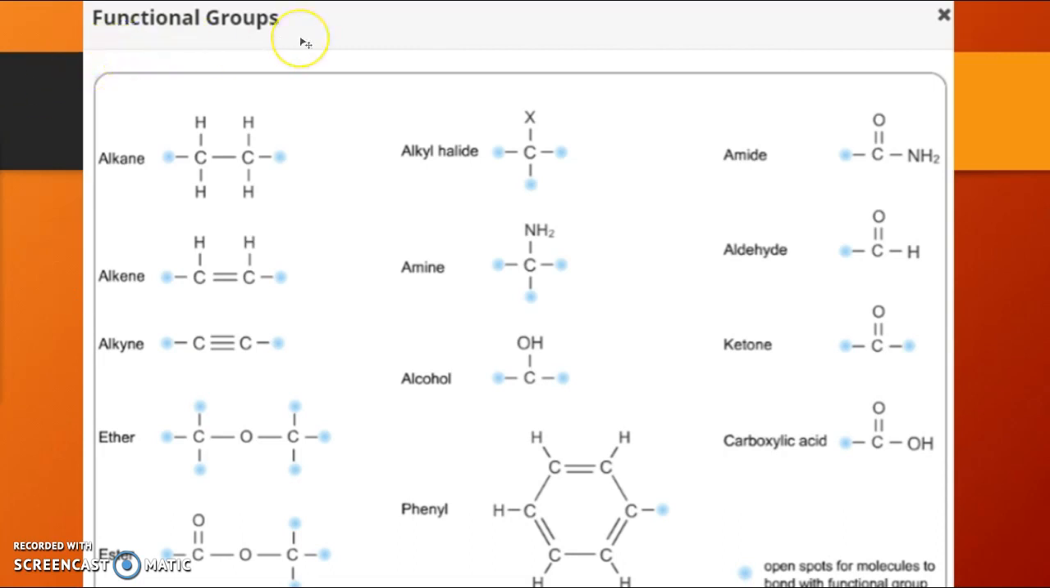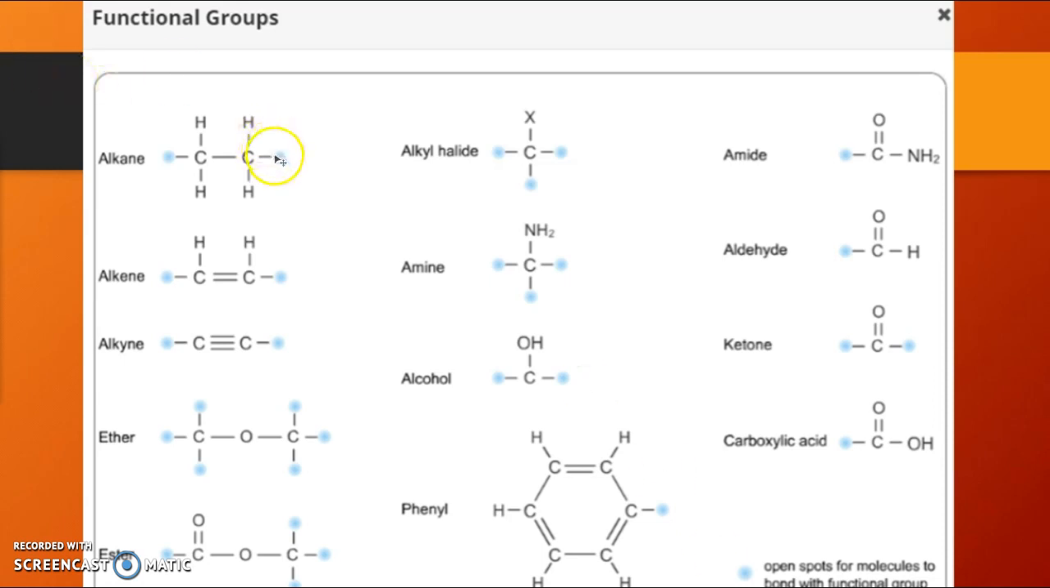On your cheat sheet, we have a bunch of functional groups. Now, as you remember, we already talked about alkanes, which have what kind of bonds? Single. Alkenes, which have what kind of bonds? Double. And alkynes, which have, of course, triple bonds. Now, if you notice, there's these blue dots at the end, and they're kind of all over on here. So that's an open spot for molecules to bond with functional groups.